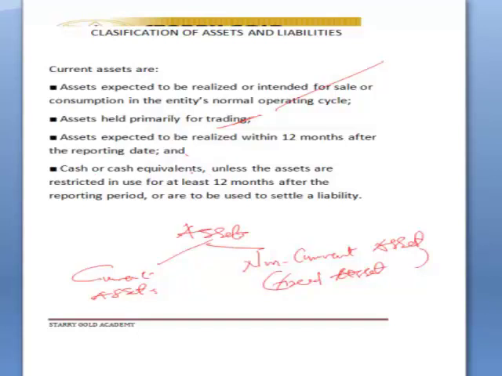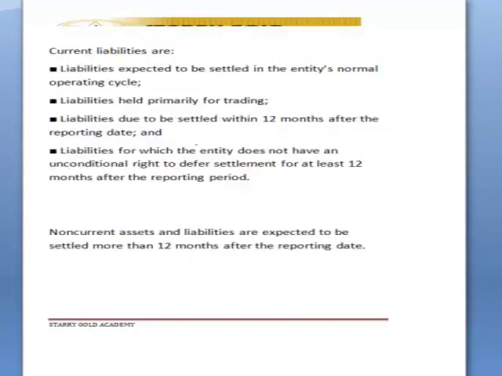Then cash or cash equivalent, unless the assets are restricted in use for at least 12 months after the reporting period, or are to be used to settle a liability. So that is what constitutes a current asset. Let's look at the next, which is liability. Liabilities are classified into what?